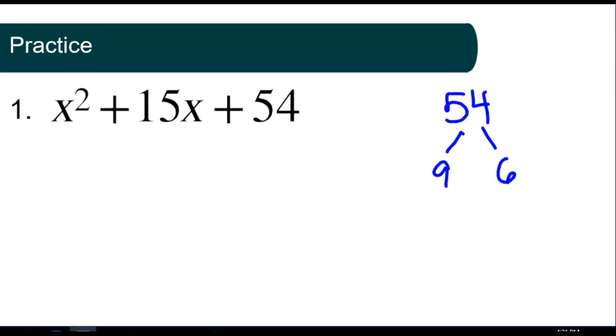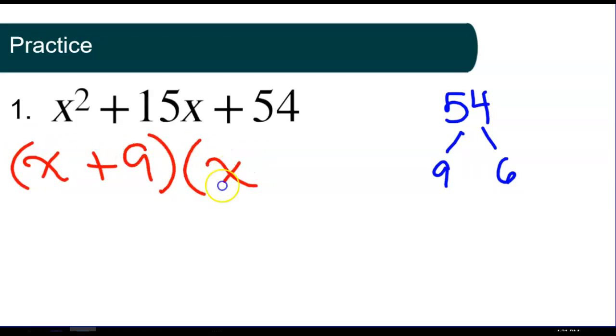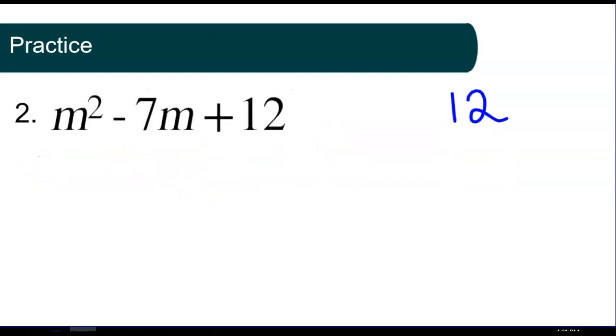All right, so my constant is 54. What do I add together that is a factor of 54 that will give me 15? Well, 9 plus 6. So x plus 9, x plus 6. That's the factored form.